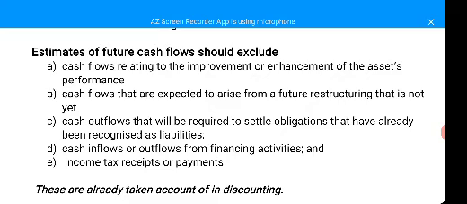Two, cash flows that are expected to arise from a future restructuring that is not yet committed. Cash flows that arise from a future restructuring should be a provision. Three, cash outflows that will be required to settle obligations that have already been recognized as a liability. These should be debited to your provisions. So if you want to settle a liability that you have already recognized before, it should be debited to the liability account.